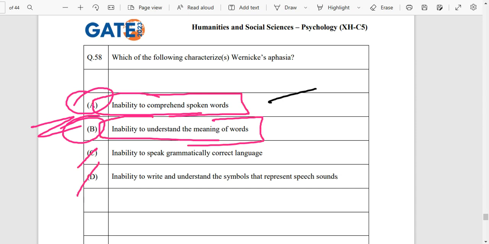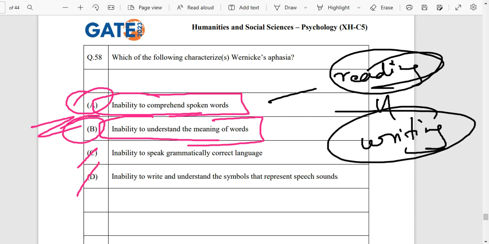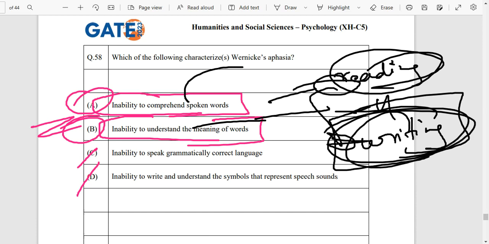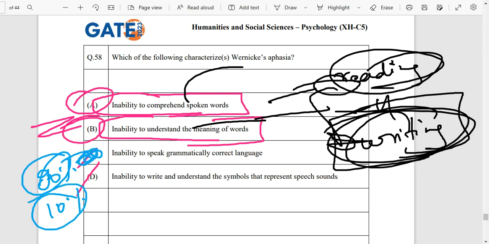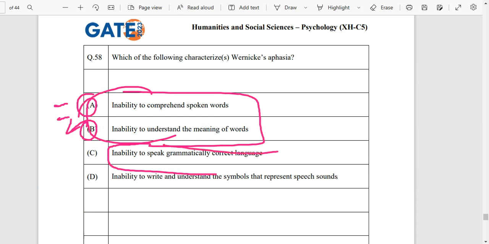C and D will not be, because once the reading is impaired, likewise your writing will also be impaired, because you cannot comprehend, you cannot understand the meaning of words. So it's not very possible for each and every case that he or she will be able to write. Okay, so C might be or might not be. 90% they will not give it, but let's see. There is a 10% chance of what they answer. A and B for sure will be the answer. A and B, and inability to speak grammatically correct language.